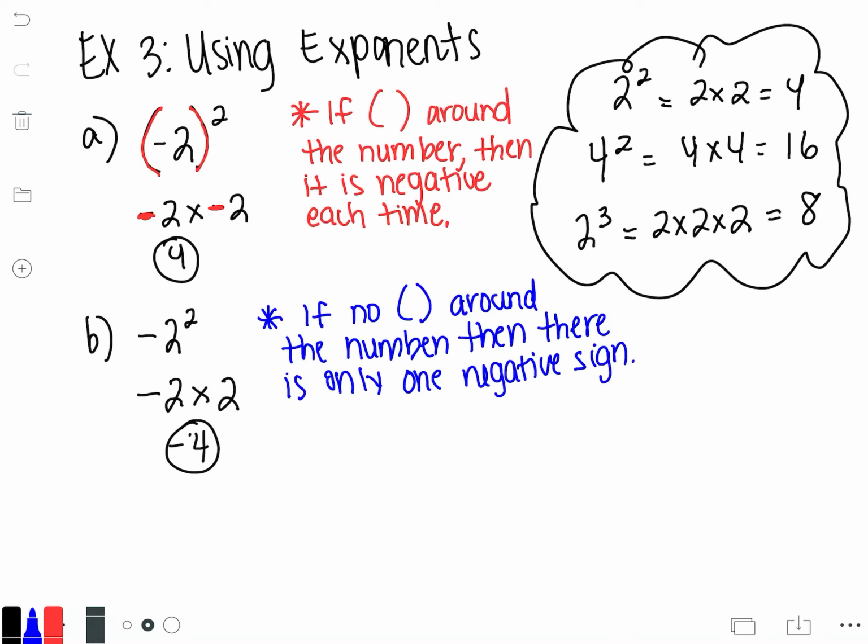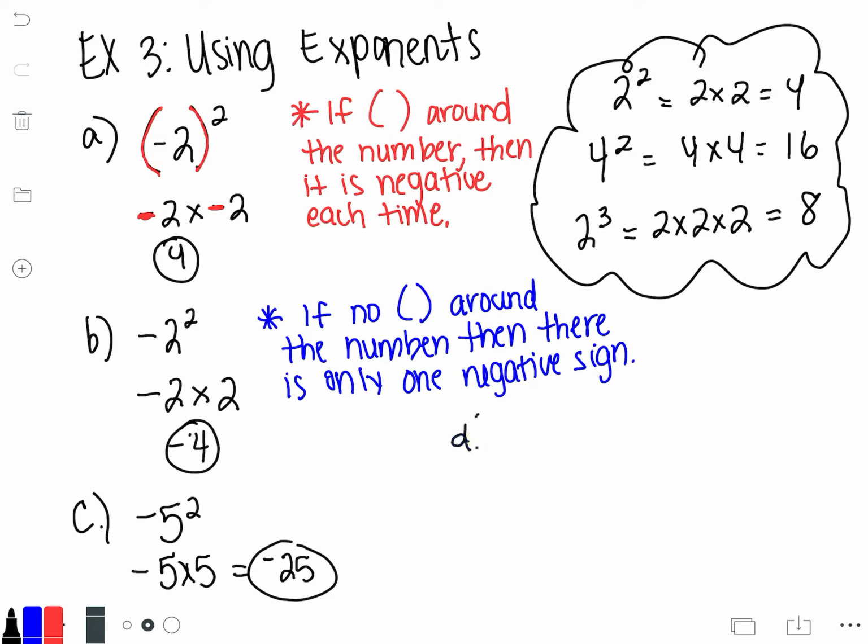I want to do maybe 2 more examples for you on this, just so that I can try to keep you from getting confused. So pause your video if you're still writing. Here's example C. Let's say you have -5 squared. There are no parentheses around that, so that means there's only one negative sign. This would be -5 times 5. If the signs are different when you're multiplying, you end up with a negative answer, so this answer would be -25.